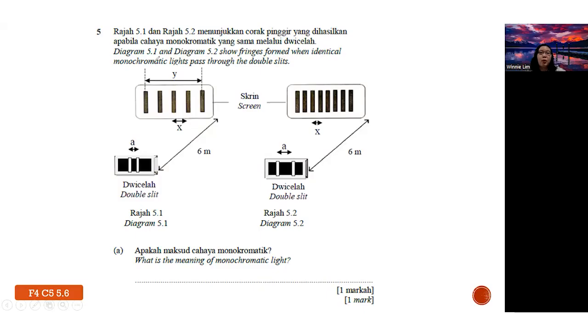Okay, diagrams 5.1 and 5.2 show the fringes formed when identical monochromatic light passes through the double slit. So what is meant by monochromatic light? The word mono means one. It means a wave with one color, or in another term, light with one wavelength, because different color light will have different wavelengths, where red has the longest wavelength.